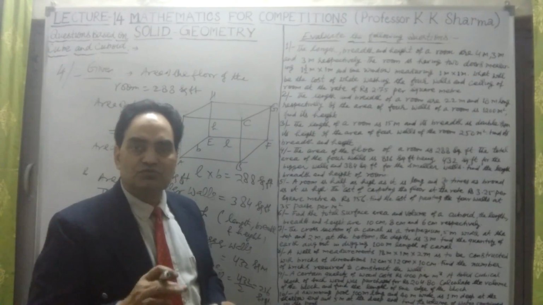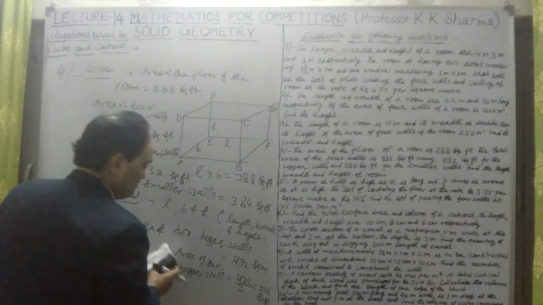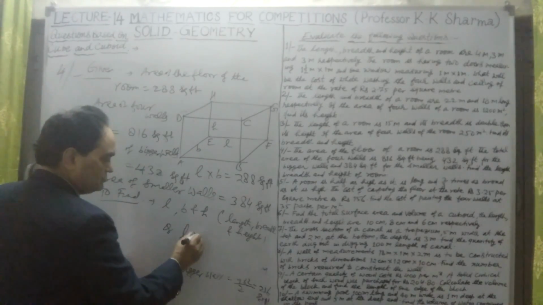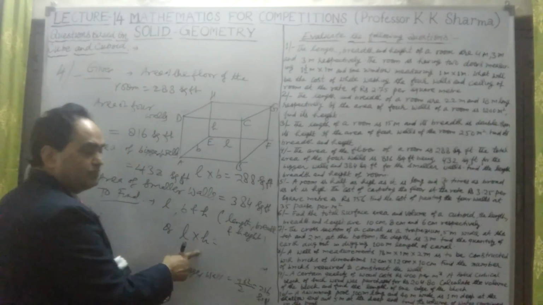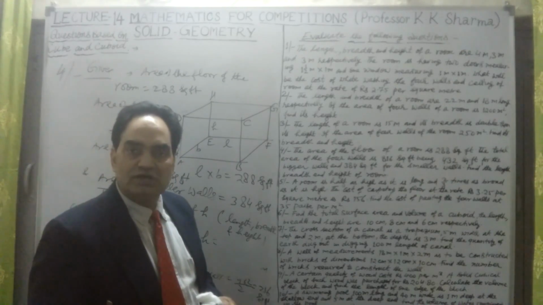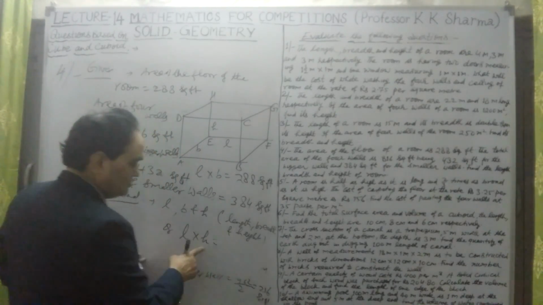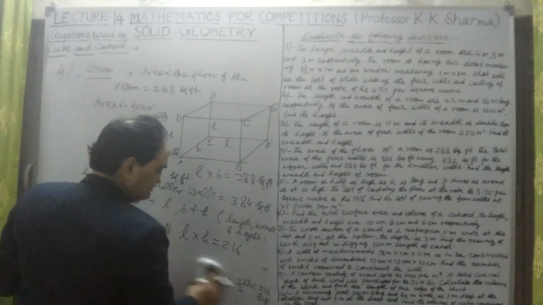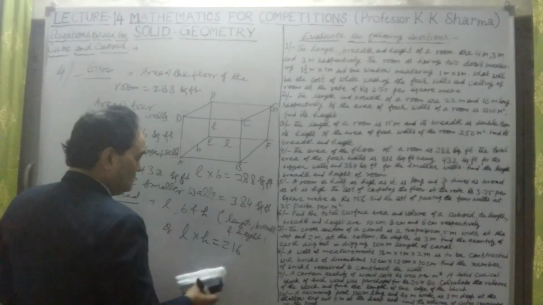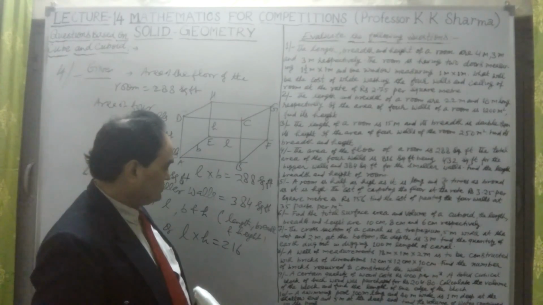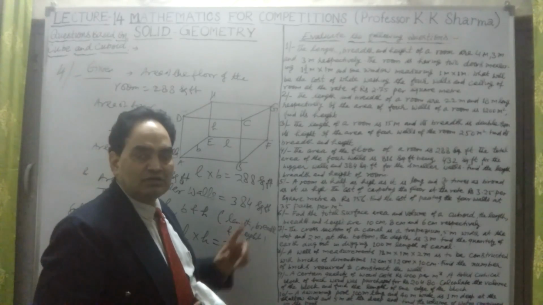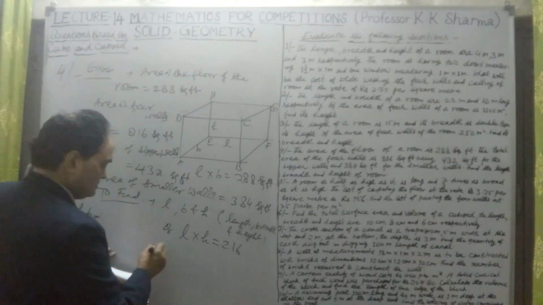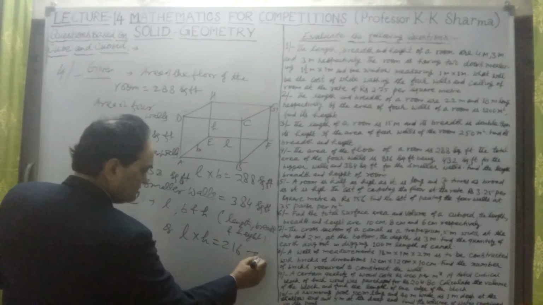But what is a bigger ball? L into H. This is the area of the bigger ball. What is a bigger ball? Length into height. This is the area which is given to us as 216. This is one thing given to us. And for the other thing, the smaller one, the area of two smaller balls is also given to us as 384. And this is the first equation.